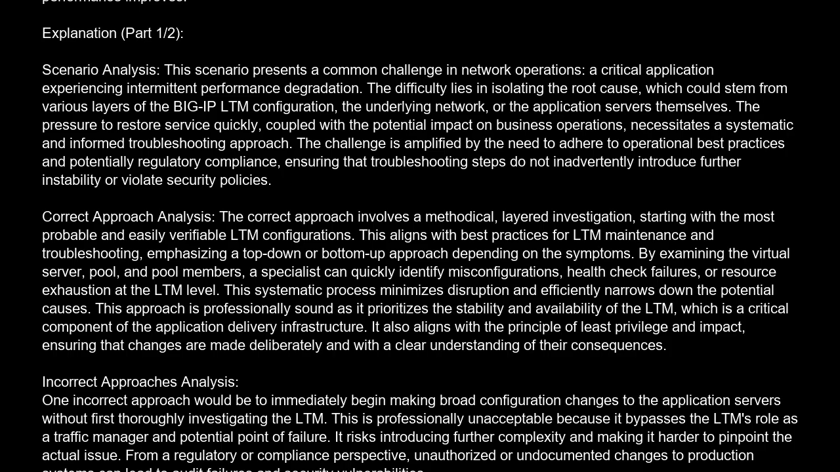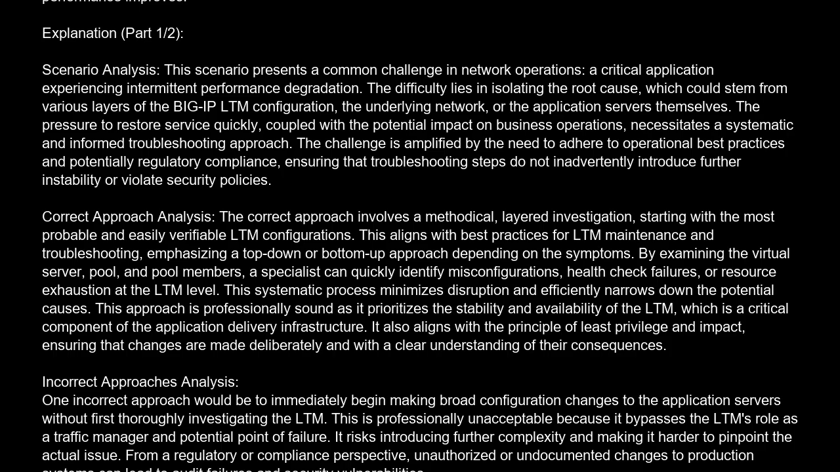The pressure to restore service quickly, coupled with the potential impact on business operations, necessitates a systematic and informed troubleshooting approach. The challenge is amplified by the need to adhere to operational best practices and potentially regulatory compliance, ensuring that troubleshooting steps do not inadvertently introduce further instability or violate security policies.